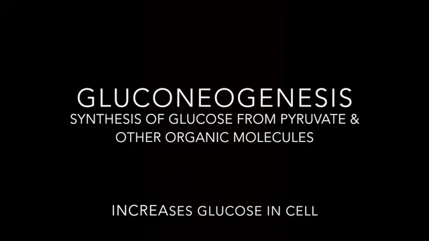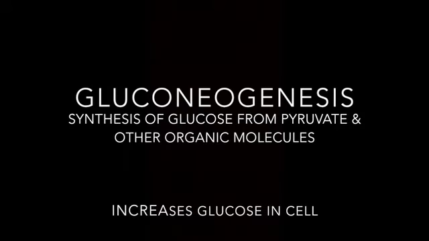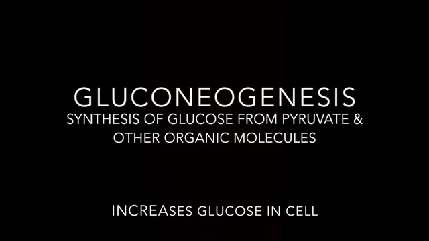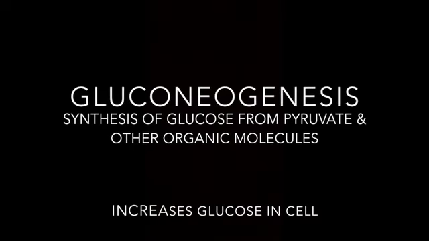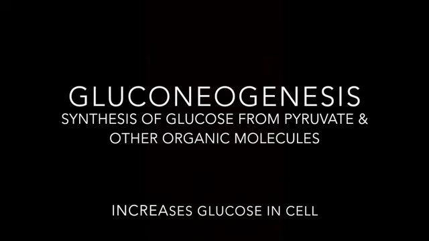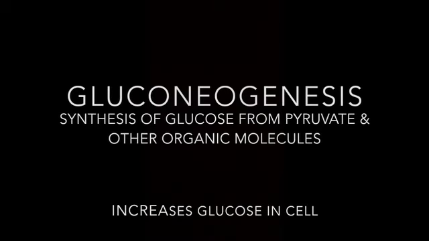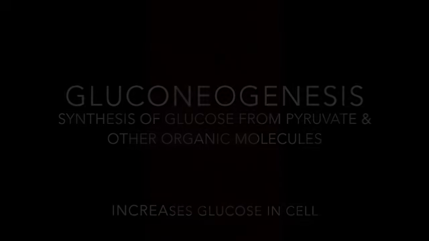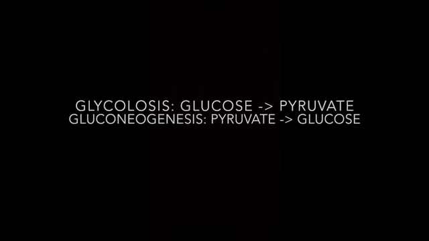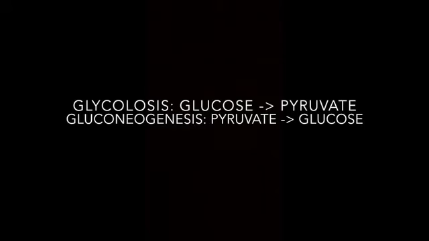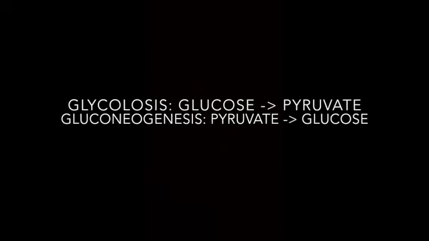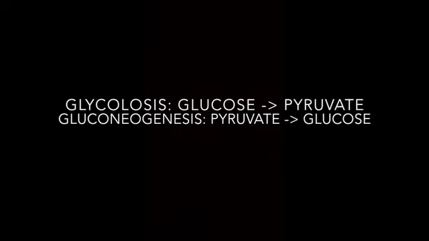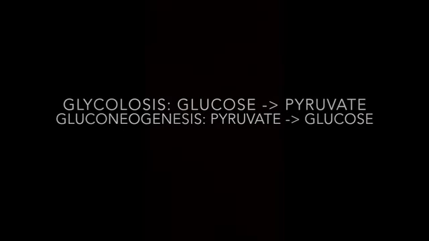Gluconeogenesis is a set of enzyme-catalyzed reactions by which glucose is synthesized from small organic molecules such as pyruvate, lactate, or amino acids. Basically, gluconeogenesis increases a cell's available glucose levels by synthesizing glucose from mainly pyruvate. It can be thought of as the reversal of glycolysis, as it builds glucose from pyruvate, where glycolysis breaks down glucose into pyruvate. It even uses mainly the same enzymes, it just runs them in reverse.